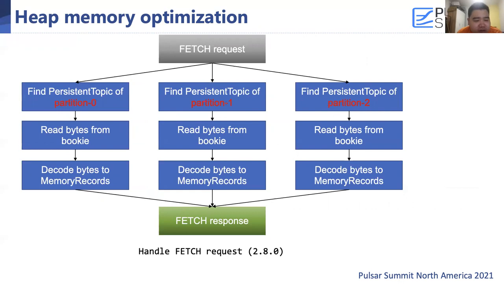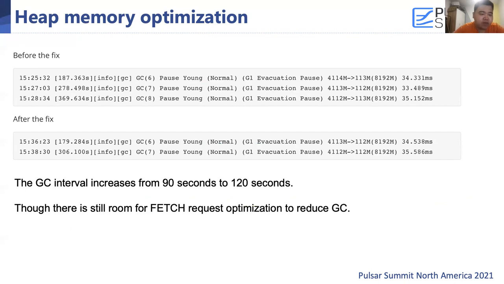So we just fix it by processing each partition's fetch in parallel. So there will be no middle lists and maps allocated from heap memory to cache middle results. After this fix, we can see the GC interval increases from 90 seconds to 120 seconds. So there is still room for fetch request optimization to reduce GC, because 2 seconds per GC is still too frequent.